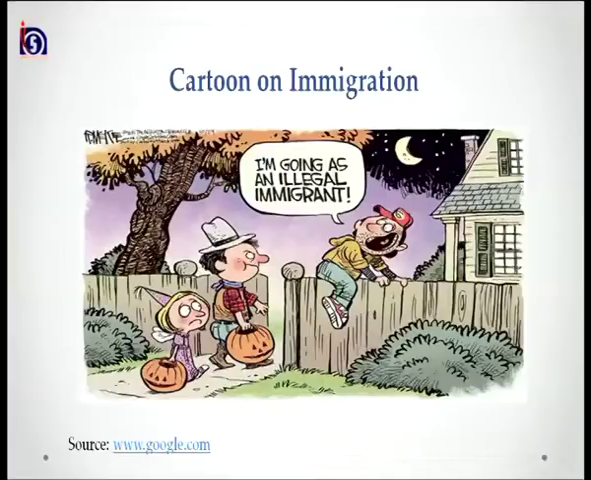Now, there is a second cartoon on your screen which exemplifies the concept of illegal immigration. There is a thief-looking person who is crossing the boundary, and a dialogue is written over there: I am going as illegal immigrant. A single dialogue can speak volumes about immigration or the exchange of people from one boundary to another.